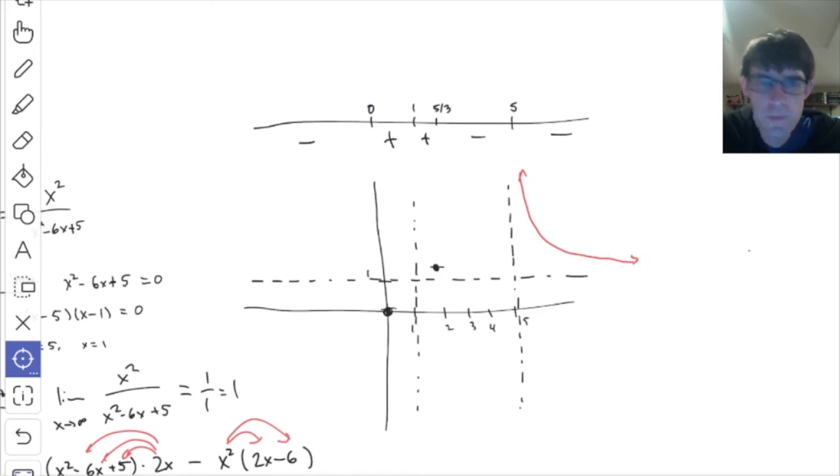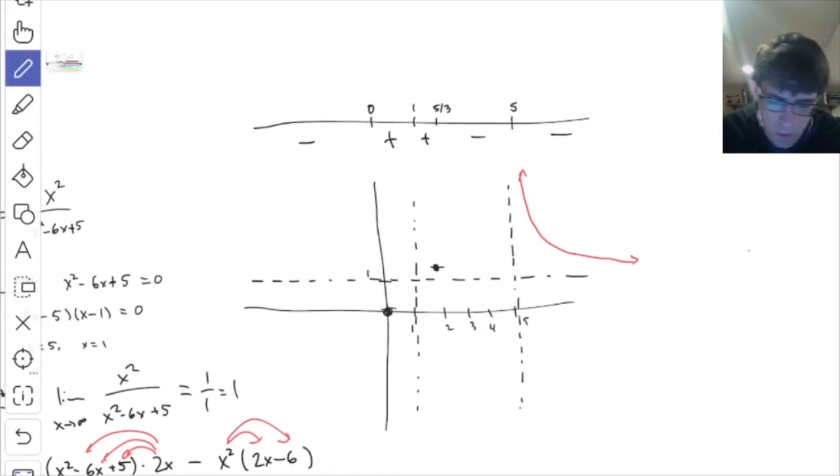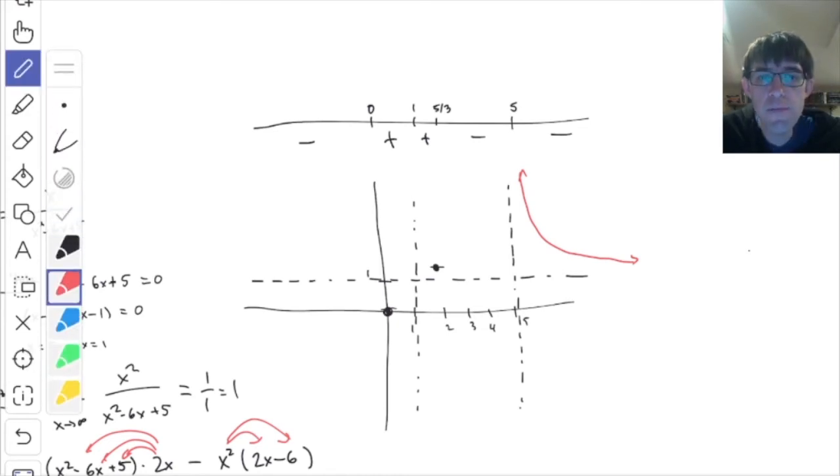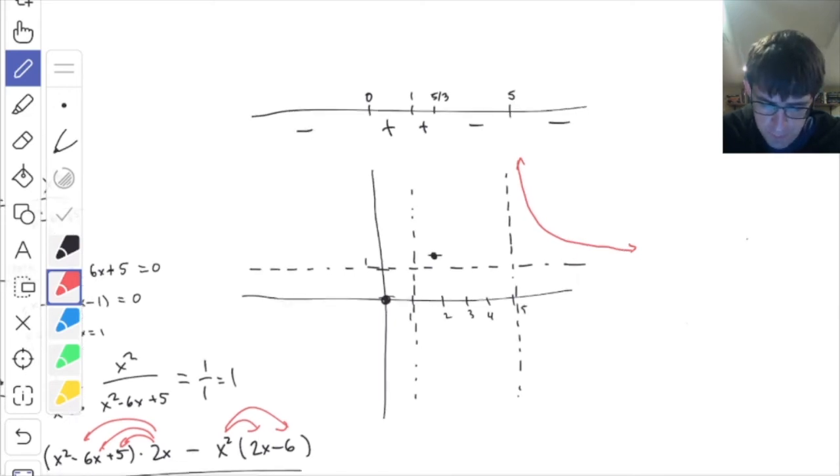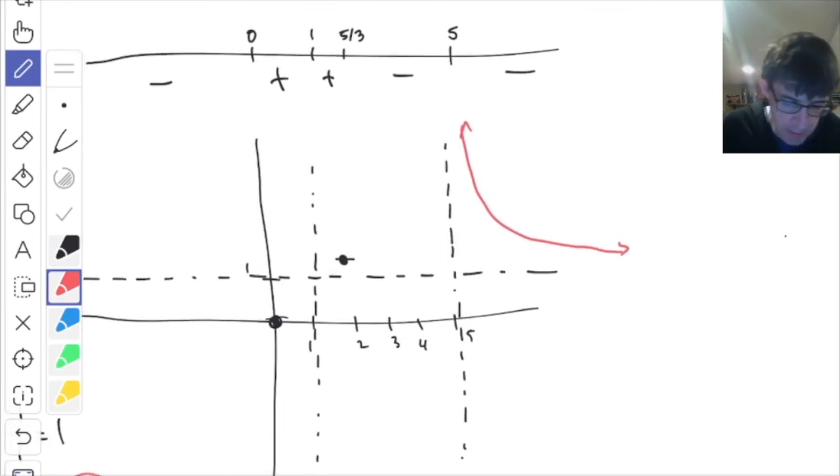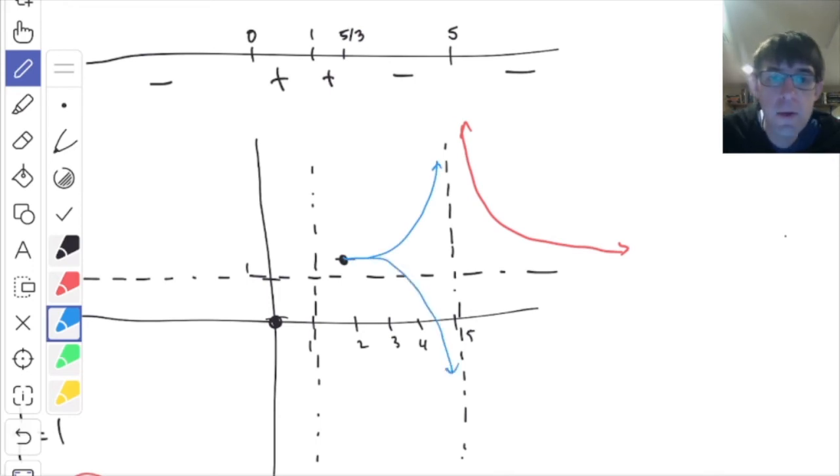Yeah, it can be confusing. All right. What about between 5/3 and 5? From that point in the middle there, going to the right, if you approach the asymptote, it either has to look like that or like that. And which one is it?